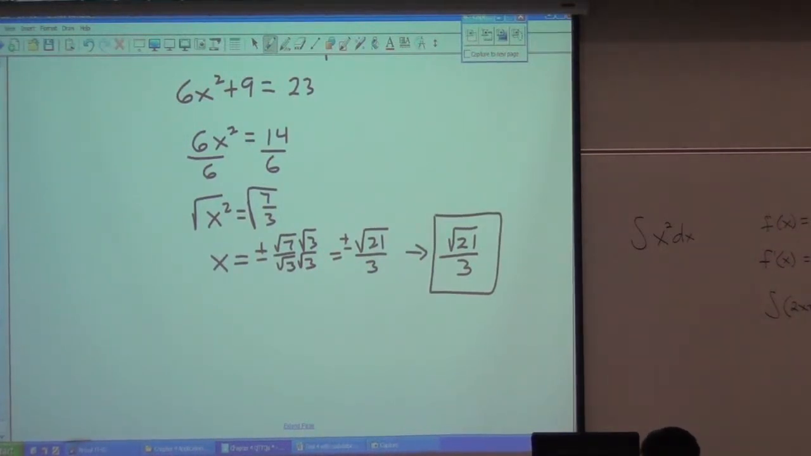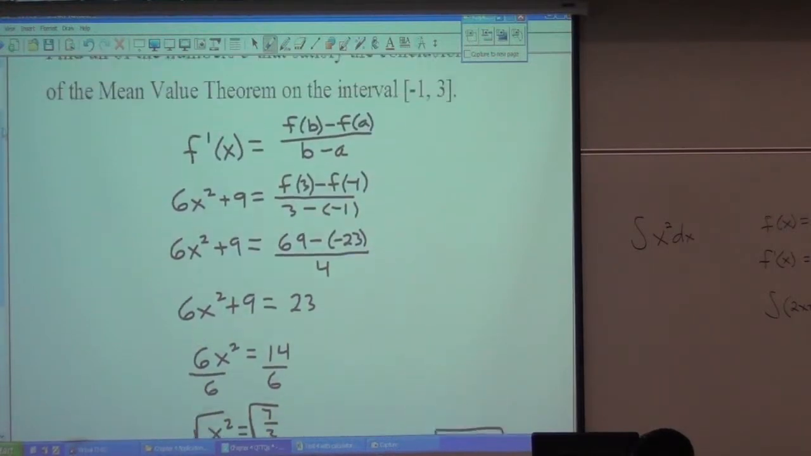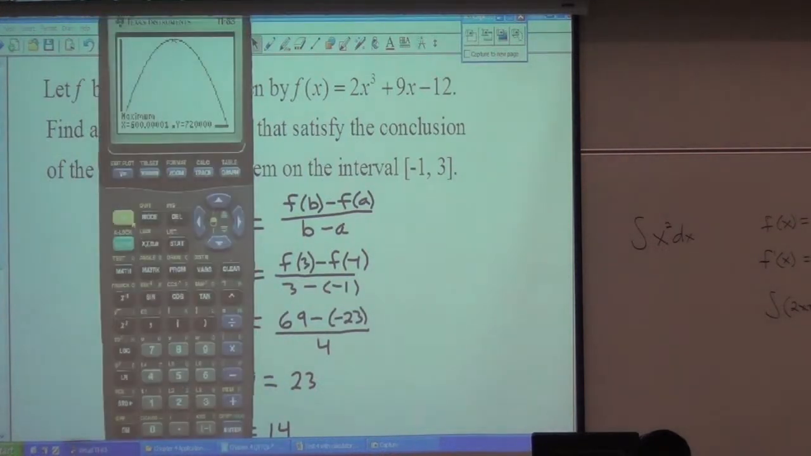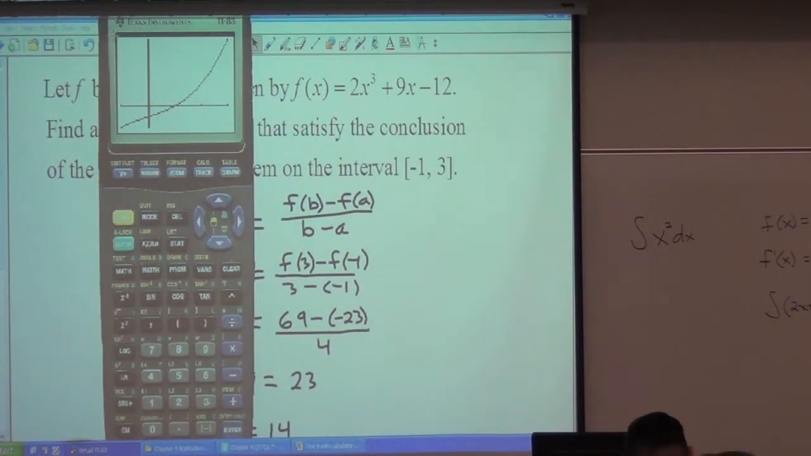I know this was without a calculator, but what that's really doing here is if we graph this function, if I come into the y equals here and I put 2x cubed plus 9x minus 12. And let's see, I'll take the window and I'll go from -1 to 3. We're going to hit zoom fit. There's the graph. So let's just take a picture of this.